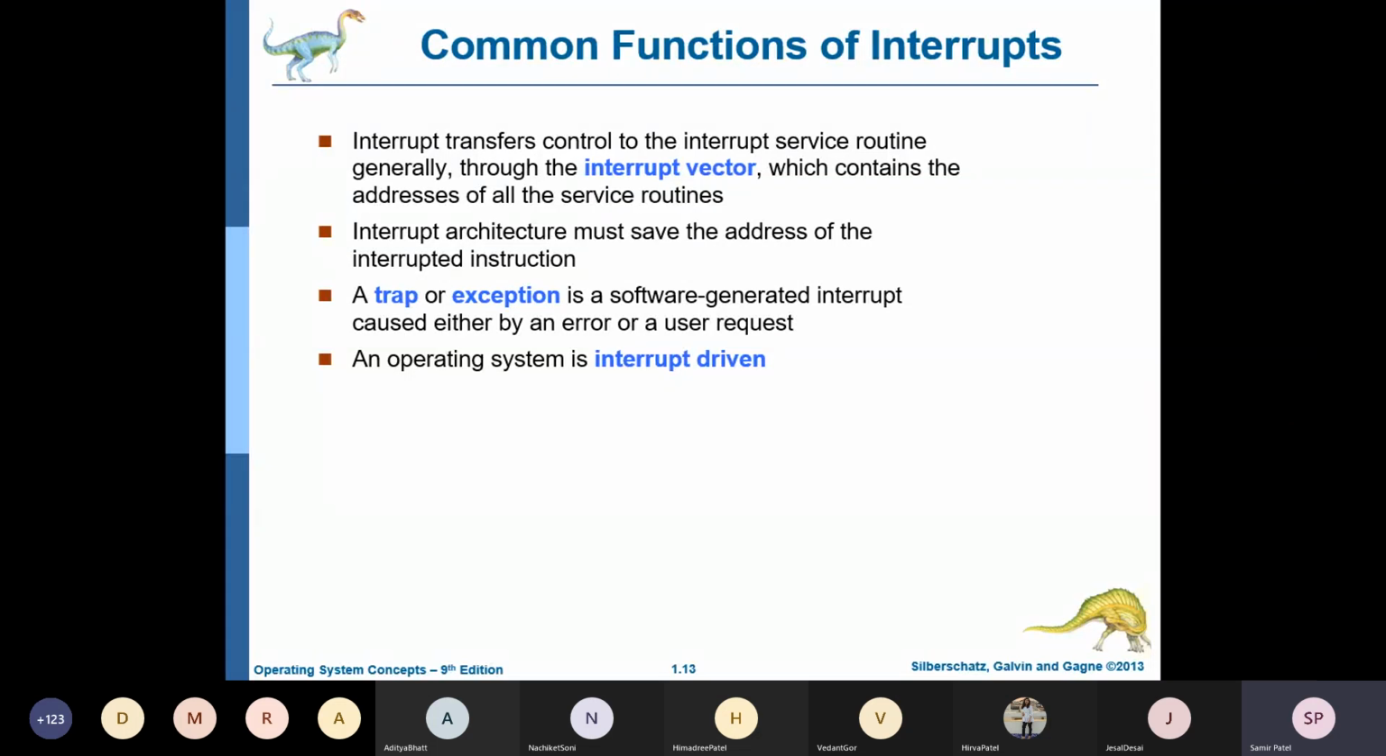Okay, so a trap or exception is a software generated interrupt caused either by an error or by a user request, depending upon the situation. But I would like to tell you here, any system, whether it is an Android operating system, a Windows operating system or a Linux operating system, everything internally is happening with the help of interrupts only. That's why there is a universal saying that an operating system is interrupt driven. Any doubts in this?